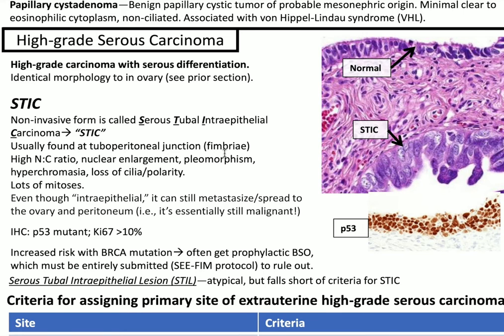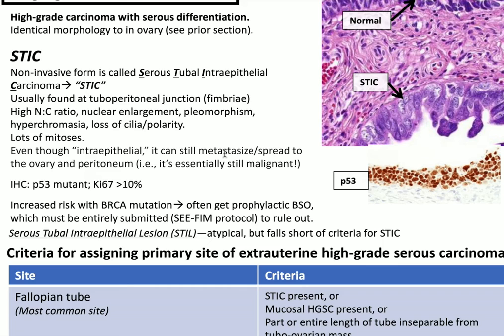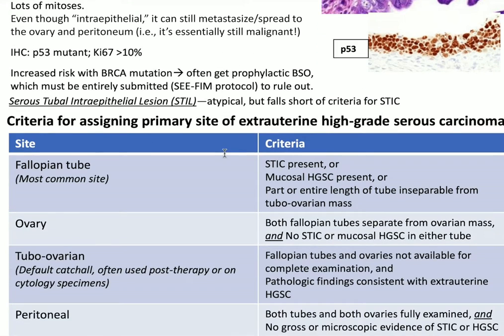So it's essentially still malignant, and it'll be p53 mutant with high Ki-67, greater than 10%. And you have increased risk if you have a BRCA mutation, and that's why you get the prophylactic bilateral salpingo-oophorectomy, which is entirely submitted. And then you have an entity called serous tubal intraepithelial lesion. It's atypical, but just falls short of criteria for STIC. And this is just a criterion for assigning a primary site of extrauterine high-grade serous carcinoma.